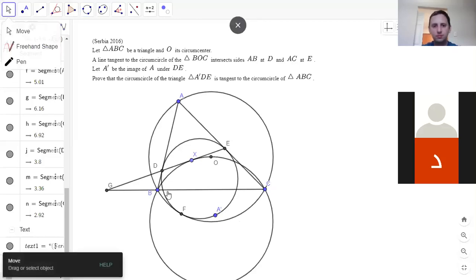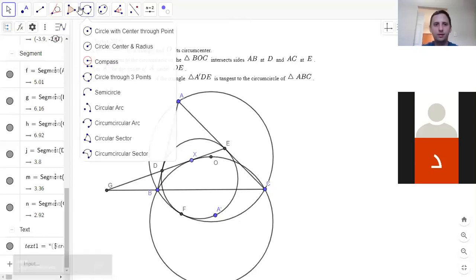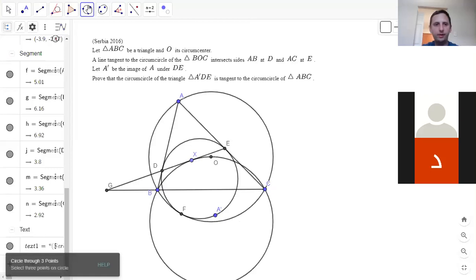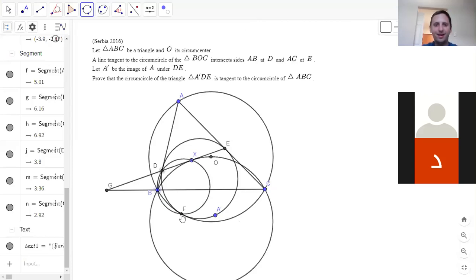I think BDFX is cyclic. BDFX is cyclic. X is CF. BDCF. Because in such problems, it is the Miquel point. I think in such problems, the tangency point is actually somehow the Miquel point.